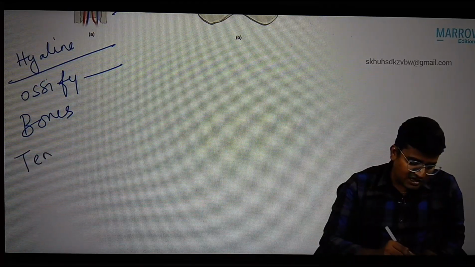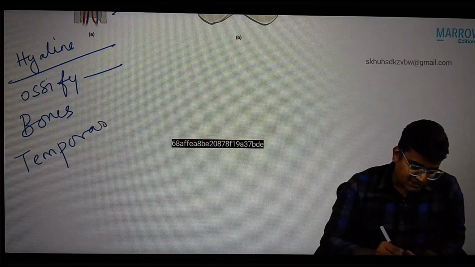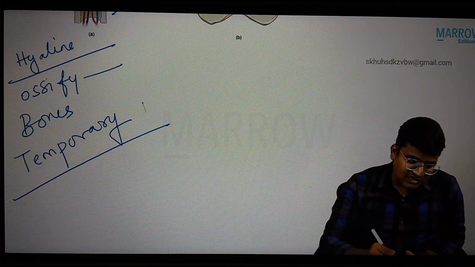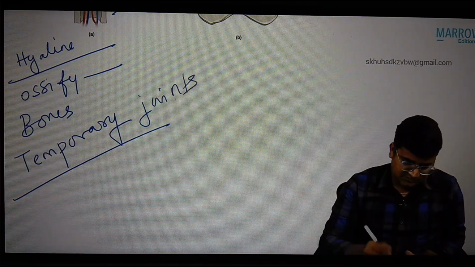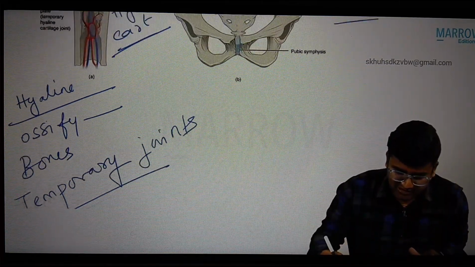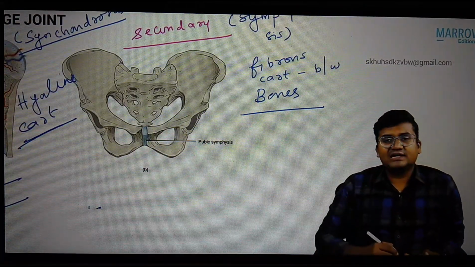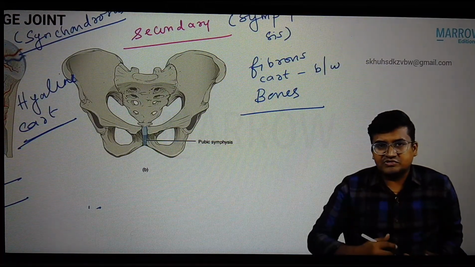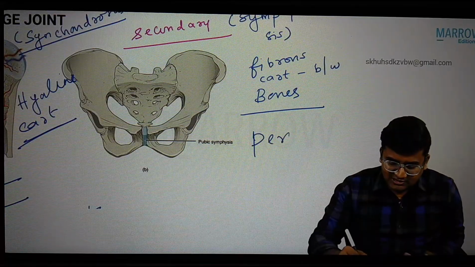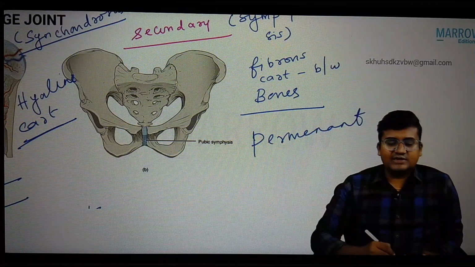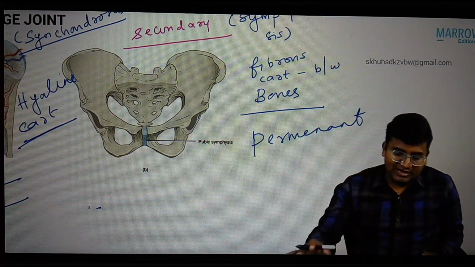So these joints are temporary joints. Okay? Now, what about the fibrous cartilage? Fibrous cartilage will never ossify. So these joints are permanent joints, present throughout a lifetime.